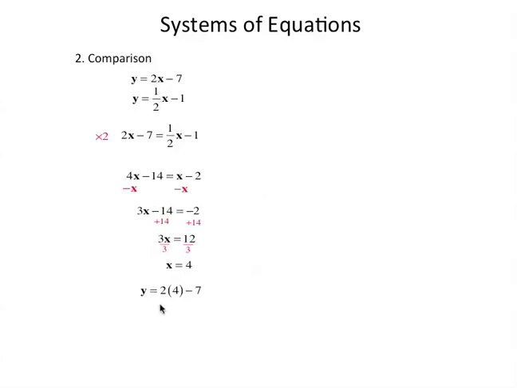Doesn't matter which one you pick. So 2 times 4 is 8, take away 7 is 1. So you're going to get 1 in either case. Okay, so y is equal to 1. So x is equal to 4, y is equal to 1 is your solution.